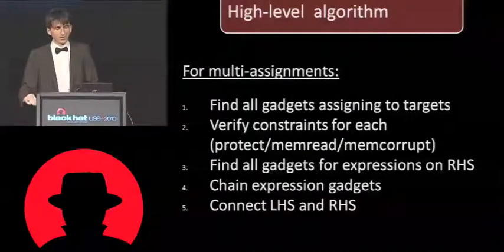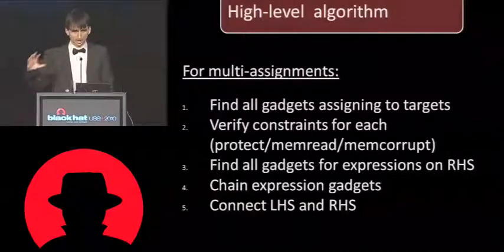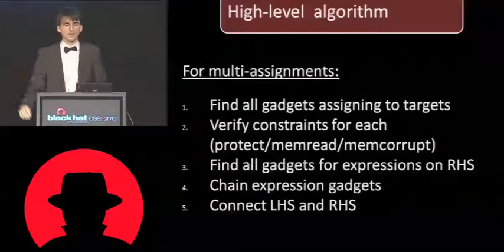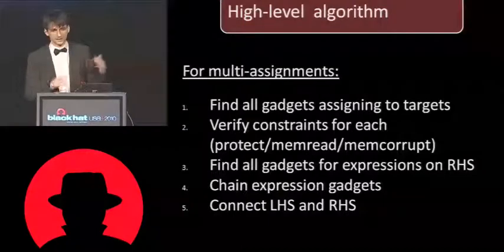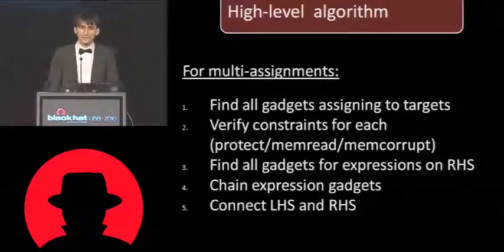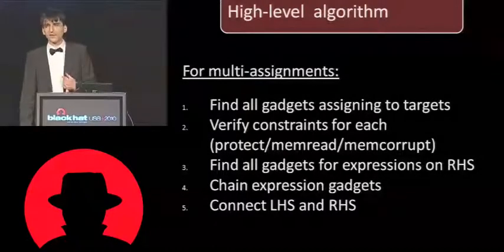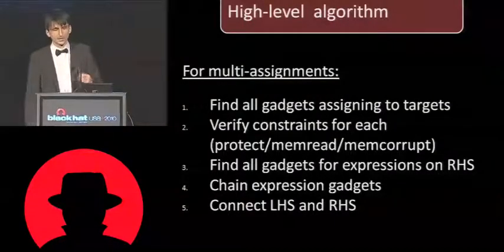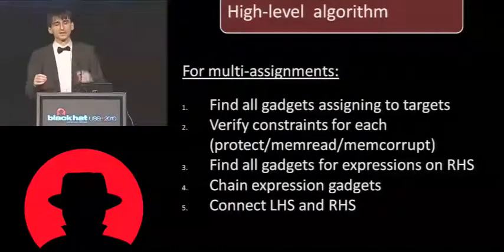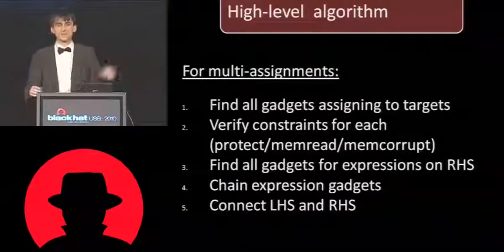So what you do to generate ROP code for multi-assignment is you first find all of the gadgets that allow you to assign the targets on the left-hand side. Then for each of these gadgets that you have enumerated, you verify that the constraints that at this point have to hold really do hold by converting the gadgets into STP formula, triggering STP, and then if it tells you this is not satisfiable, you just scratch it off the list.